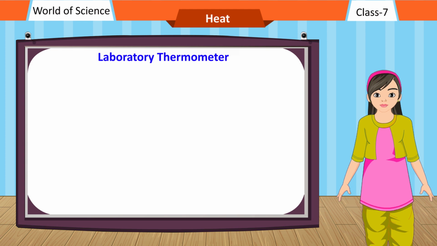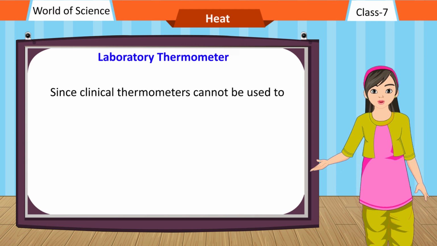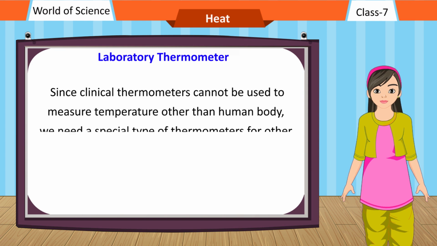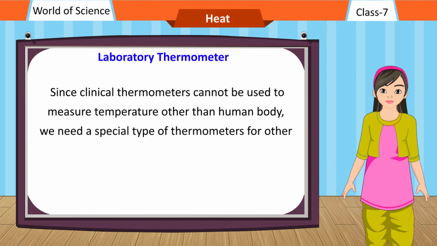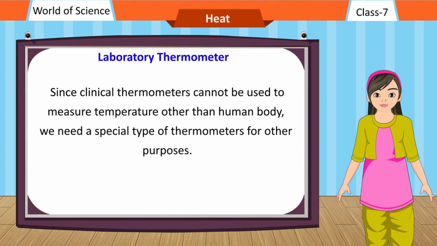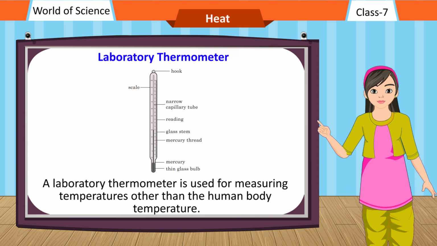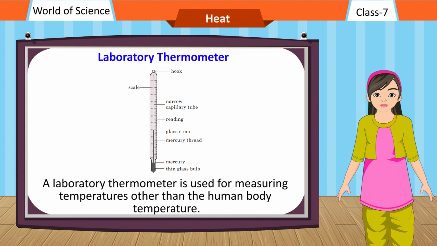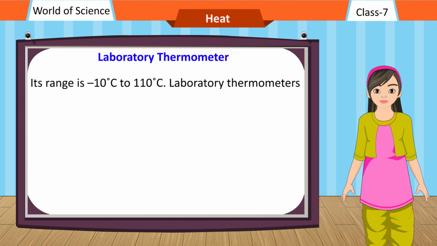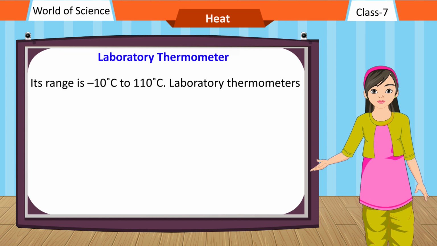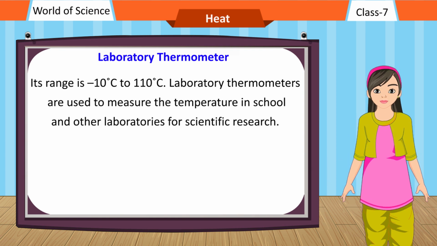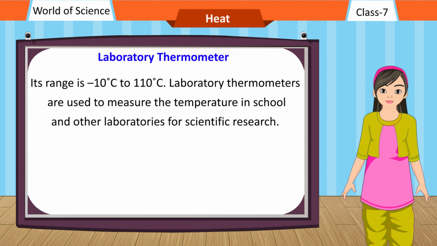Laboratory thermometer. Since clinical thermometers cannot be used to measure temperatures other than the human body, we need a special type of thermometer for other purposes. A laboratory thermometer is used for measuring temperatures other than the human body temperature. Its range is 10°C to 110°C. Laboratory thermometers are used to measure the temperature in school and other laboratories for scientific research.